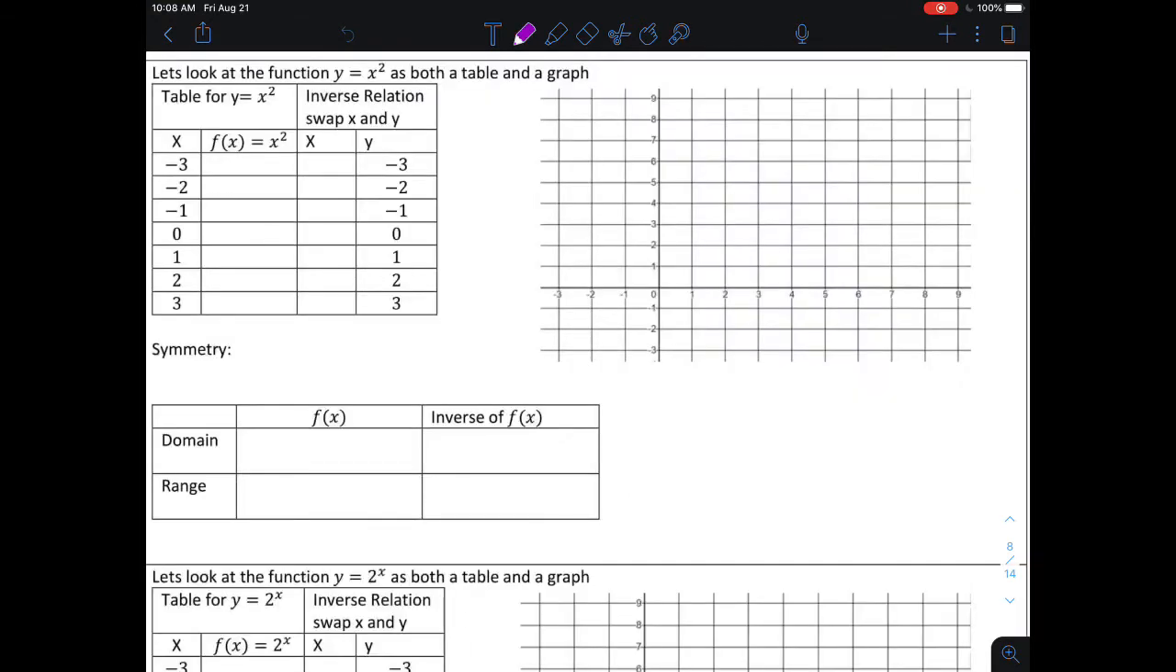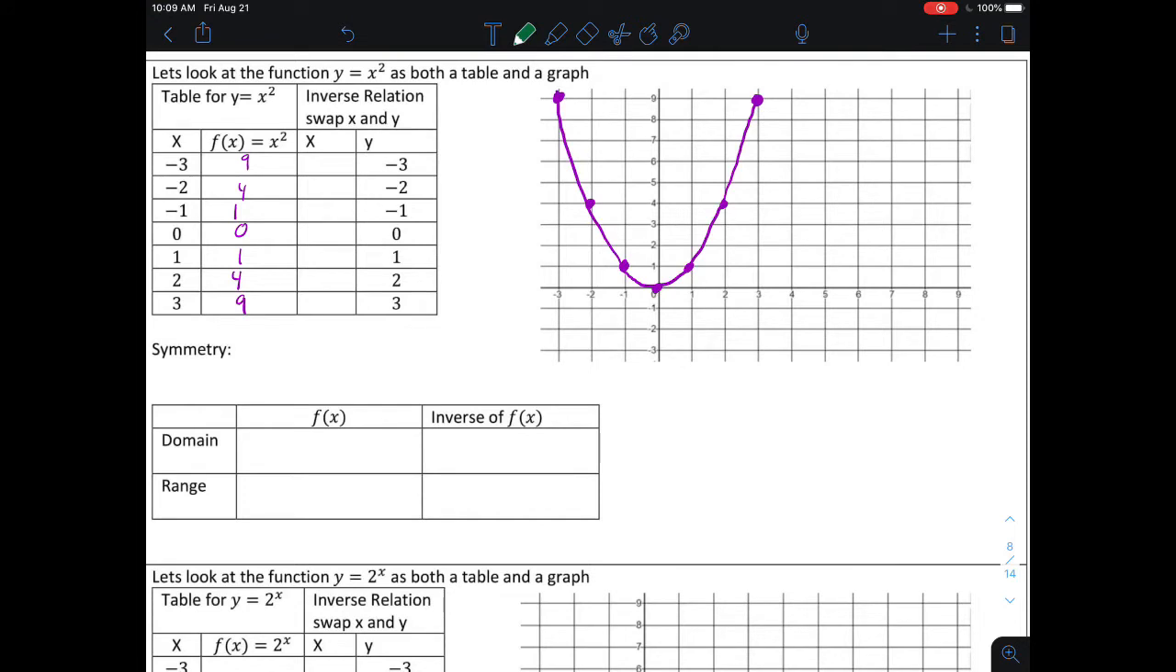Now let's look at this table for the function y equals x squared, which is right over here on the left-hand side. And I have some x values pre-selected for us to fill in. So I want to fill in the table to get the outputs for the function x squared for all 7 of those x values given. So it'd be 9, 4, 1, 0, 1, 4, and 9. And I want to graph those points as well.